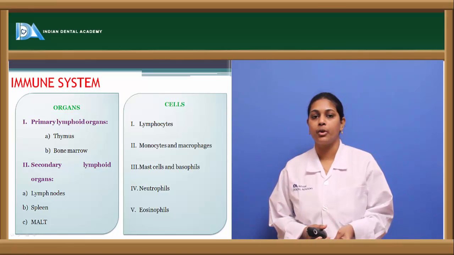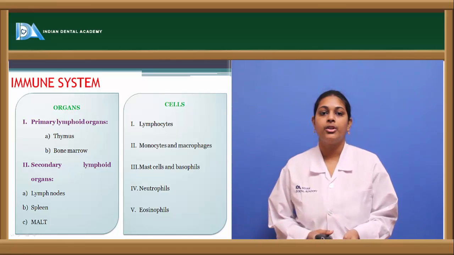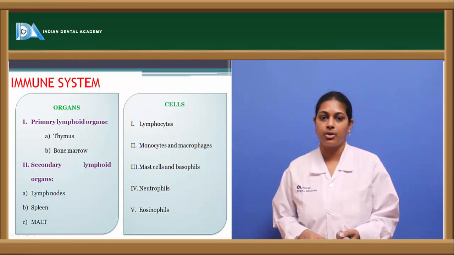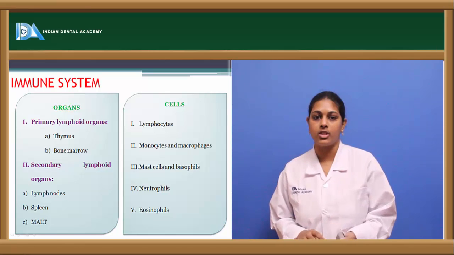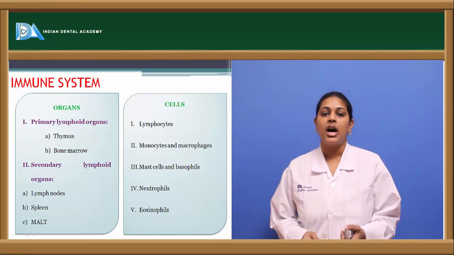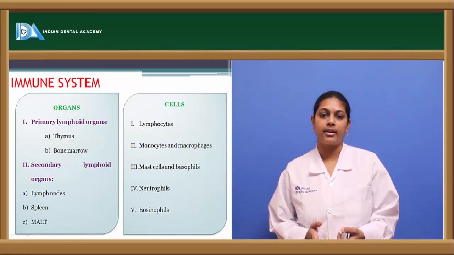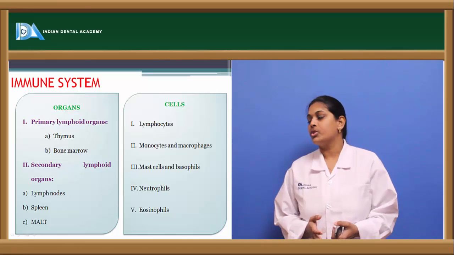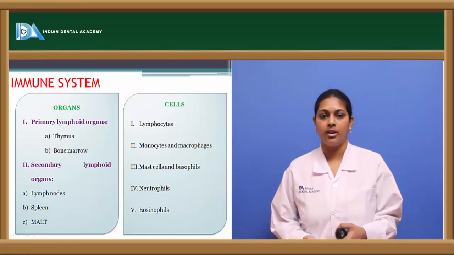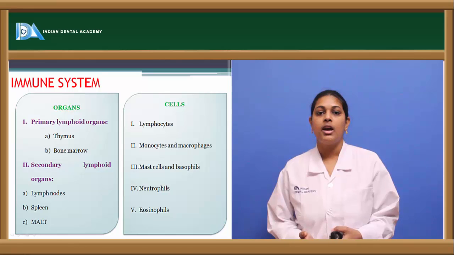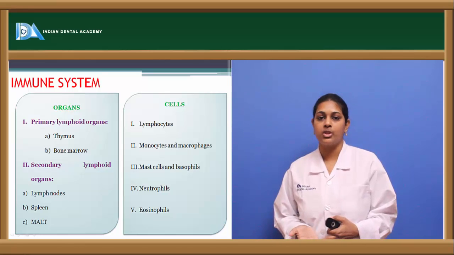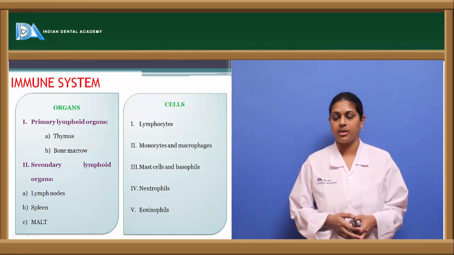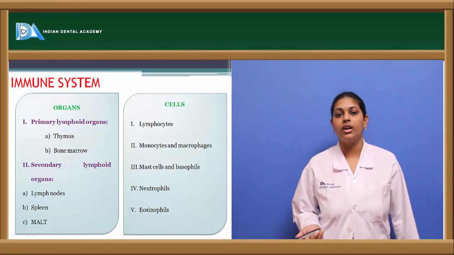Coming to MALT, it is mucosa-associated lymphoid tissue. Usually, it is diffusely present throughout the body. They appear in the form of concentrations in mucosal sites of the eyes, skin, glands such as lacrimal or salivary glands, and even in the gastrointestinal tract. This MALT is involved in production of macrophages as well as a few lymphocytes which are responsible for maintaining the immune system. So these are the organs of the immune system.